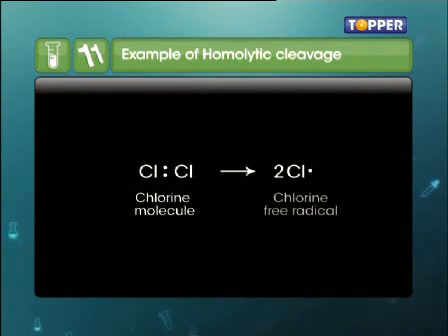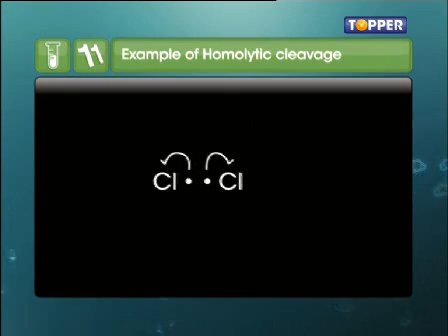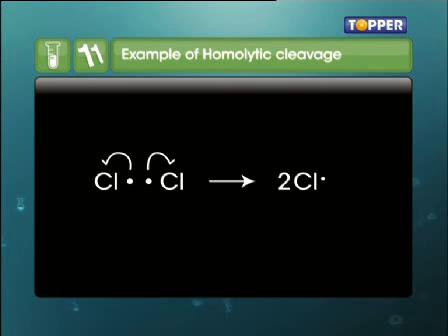Free radicals are denoted by putting a dot over the symbol of their atom or group of atoms. Let us understand homolytic cleavage more clearly with the help of an example. In the presence of UV light, chlorine molecule undergoes homolytic cleavage to form free radicals of chlorine. An important point to remember here is that homolytic fission is denoted by the fishhook shaped half arrows. These arrows are used to show the movement of single unpaired electron.